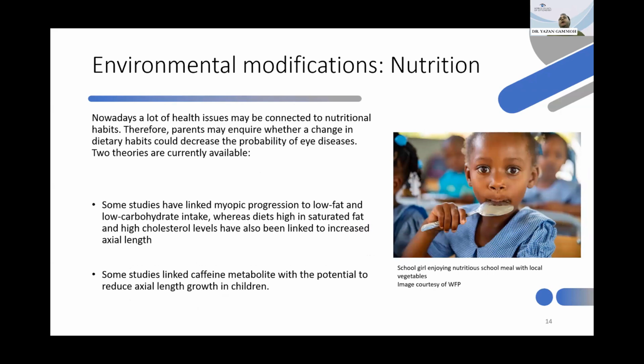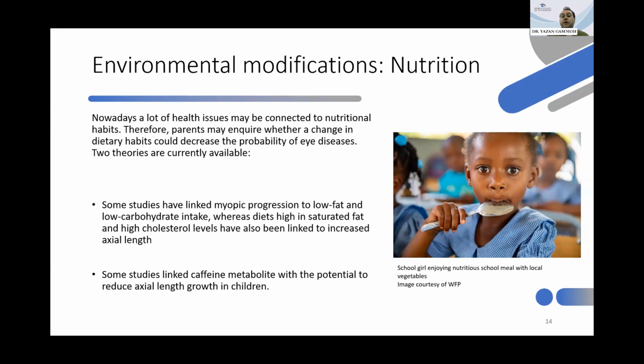Talking about outdoor activities, environmental modifications, it's always worth discussing nutrition. Lots of health issues may be connected to nutritional habits. We're aware of that. Probability of eye diseases are related to some dietary habits. Two theories are currently going on. Little bit weak evidence, so we need to observe further.